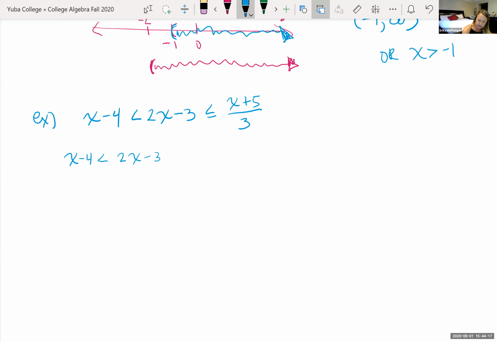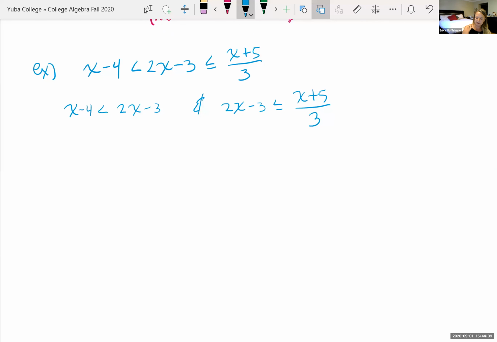And this 2x minus 3 must be smaller than or equal to x plus 5 over 3. And again, "and" means intersection, so taking what they both share in common at the end. So just solve them separately. And so let's look at this first inequality, x minus 4 is less than 2x minus 3.